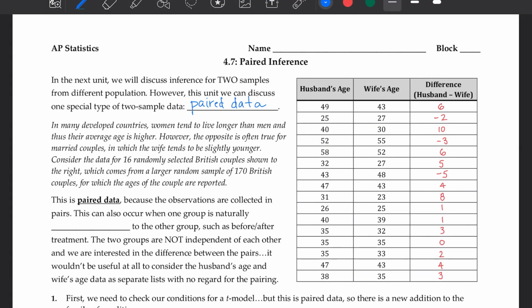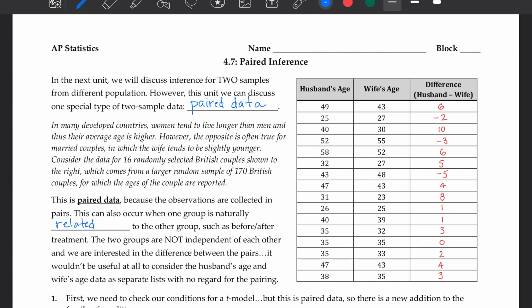So here are our differences in the column. Take a moment to pause and check all of your answers. Since this is paired data, that means the observations are collected in pairs, like we've done here, husband and wife that are married to each other. This can occur when one group is naturally related to the other group, such as before-after treatments. That's a pretty common one with matched pairs, like placebo versus taking the actual treatment.